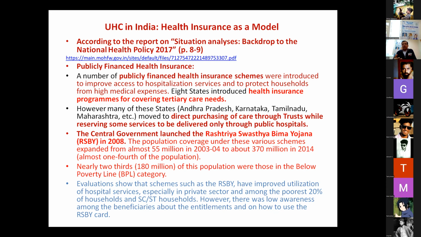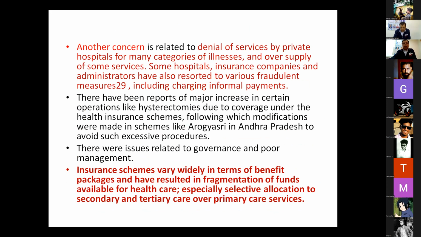That is the biggest problem of this model: no matter how much amount is available in your card, if you get hospitalized, there is a possibility that the entire amount may get exhausted there, and there is no guarantee that the person will not become sick again. If the person becomes sick again, then there is no limit available, which means he or she will not be in a position to get any medical care, right? Another concern is the denial of services by private hospitals for many categories of illness and the oversupply of some services. We talked about one problem. Another problem was that the hospitals made some irregular provisions for providing these services.